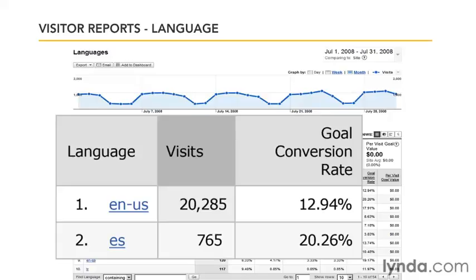Like many reports, the Languages report isn't one you'll visit daily, but when you're trying to answer some specific questions, it can provide valuable insights and segmentation capability not found elsewhere.